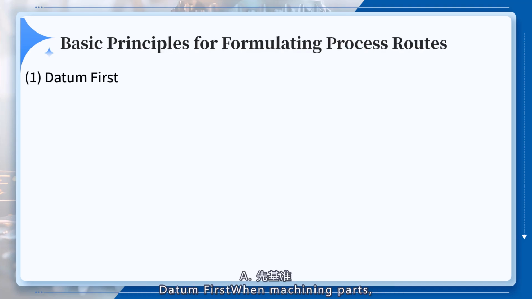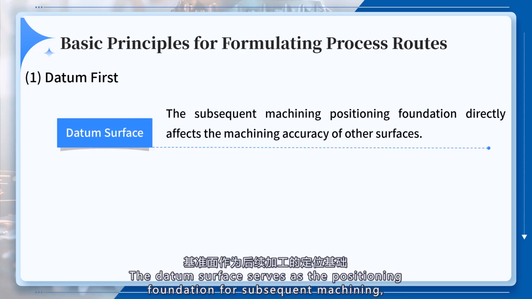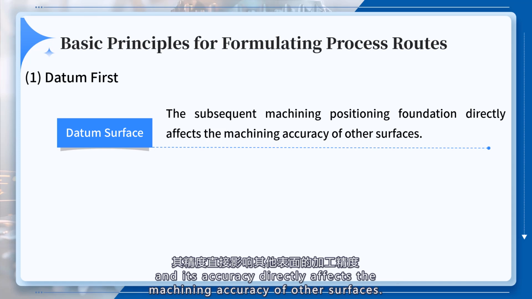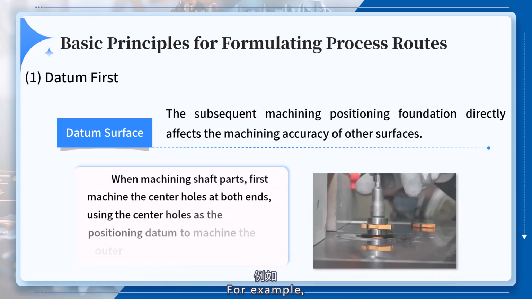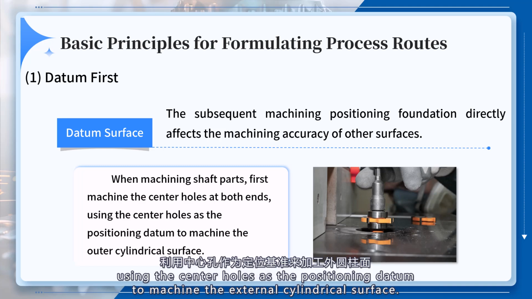A. Datum first. When machining parts, the datum surface should be processed first. The datum surface serves as the positioning foundation for subsequent machining, and its accuracy directly affects the machining accuracy of other surfaces. For example, when machining shaft parts, the center holes at both ends are usually processed first, using the center holes as the positioning datum to machine the external cylindrical surface.